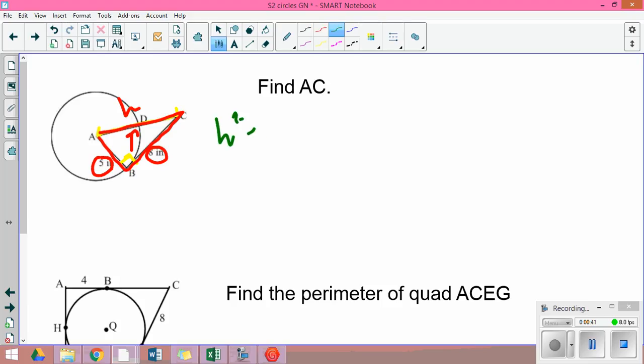H squared is equal to 5 squared plus 8 squared. And when I work that out, I end up with H being the square root of 89.